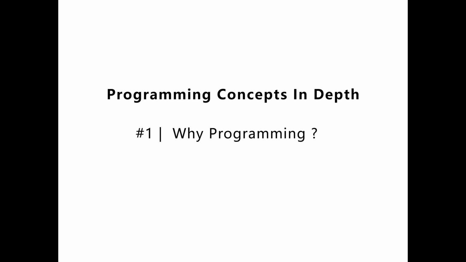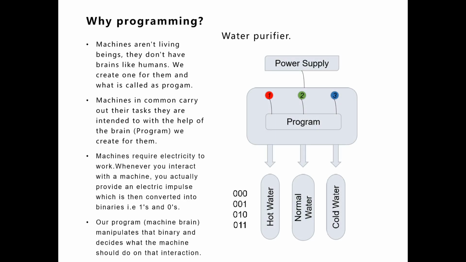Now in order to understand that, let's get into our very next slide. If you think of machines, they don't have their own self-created brains, so we need to create a brain for them, which we call a program. It works with a combination of certain circuits which require electricity. These are all done in order to carry out the task that the machine is made for.